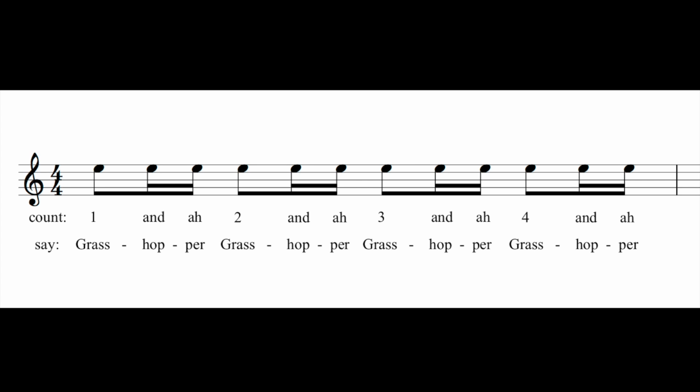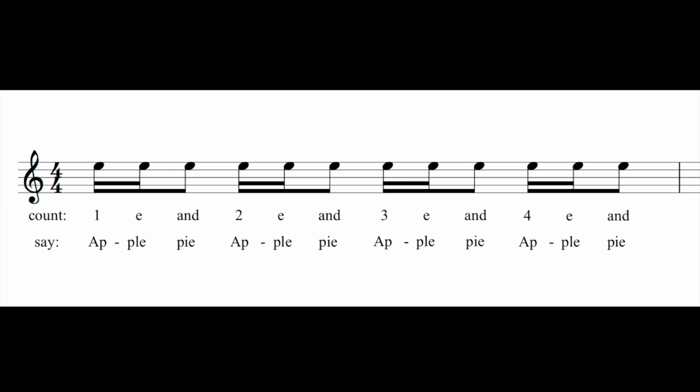Here are the 2 most common patterns using 16th notes: 1 and 2 and 3 and 4 and, or you can say grass, hopper, grass, hopper, grass, hopper, grass, hopper. And the next one is 1 E and 2 E and 3 E and 4 E and, and you could think apple pie, apple pie, apple pie, apple pie.